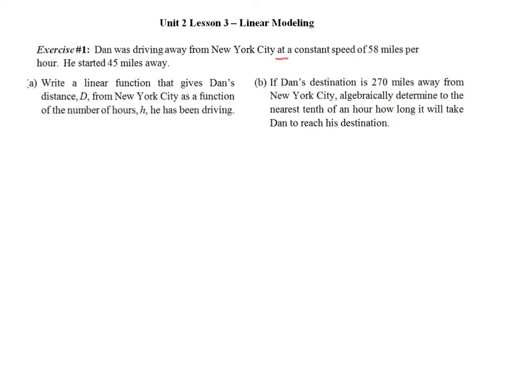We see that his constant speed is equal to 58 miles per hour. We know that this represents a rate, so since this represents a rate, that tells us that this is going to be the slope for our linear function. We also know his starting point. Since he started at 45 miles away, that's going to represent the y-intercept for this problem.